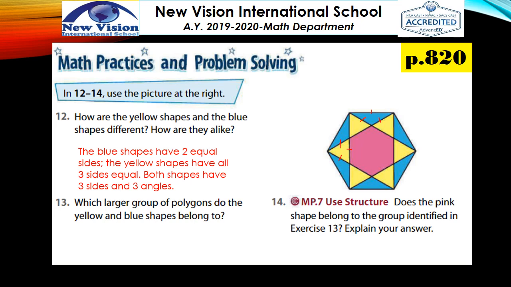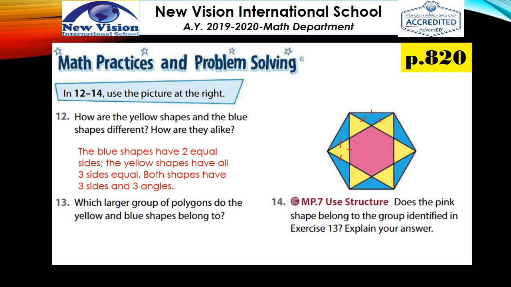Now I will show you the 2 equal sides of the blue shapes. This side and this side are equal sides. This is the third side of the blue shape. However, for the yellow shapes, this side, this side, and this side, they all have the same length.